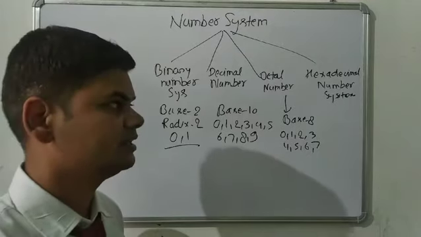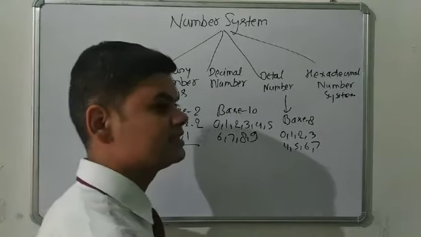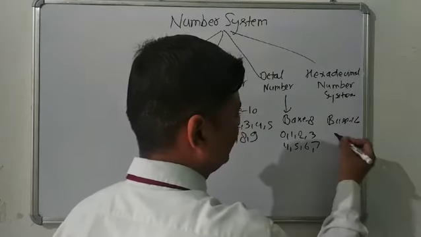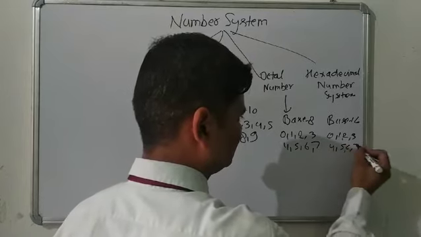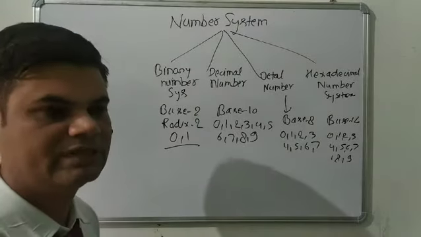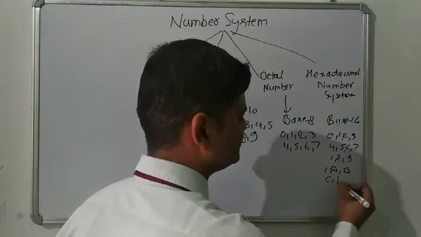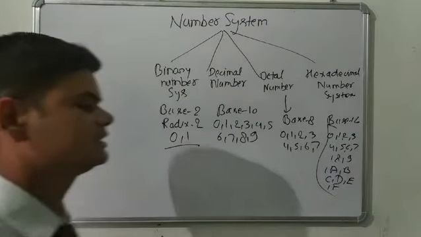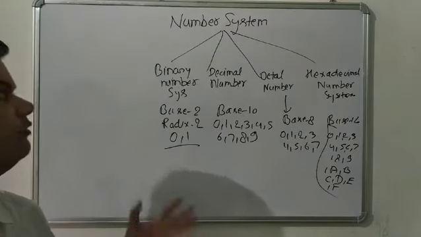The fourth one is the hexadecimal number system, and it is the most important number system. In that we are using a total of 16 digits, and their base is 16. We are using 0, 1, 2, 3, 4, 5, 6, 7, 8, 9. 0 to 9 are the simple numbers. And after the 9, we are using capital A, capital B, capital C, capital D, capital E, and capital F. So these are the total 16 digits which are used in a hexadecimal number system. So this is the overall overview of a number system.